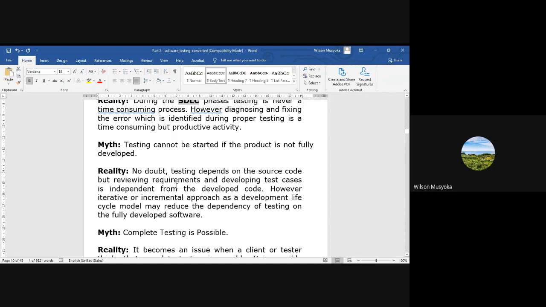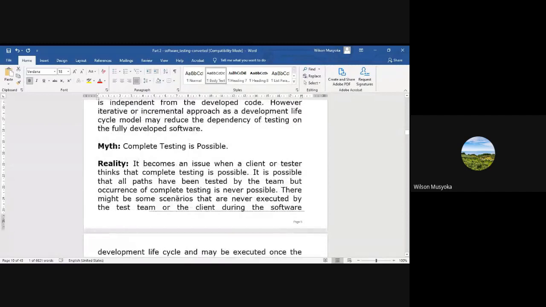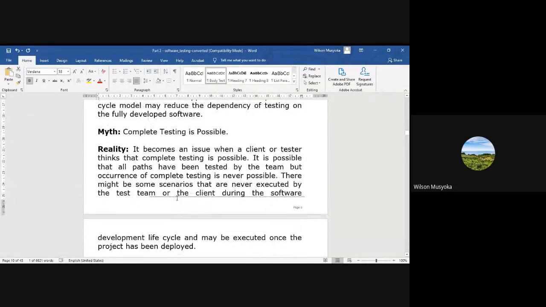So system testing will depend on the method that you are using for development and will also depend on whether you are testing from the requirements themselves. Another myth is that complete testing is possible. The reality is that it becomes an issue when the client thinks that complete testing is possible. Complete testing is not possible.